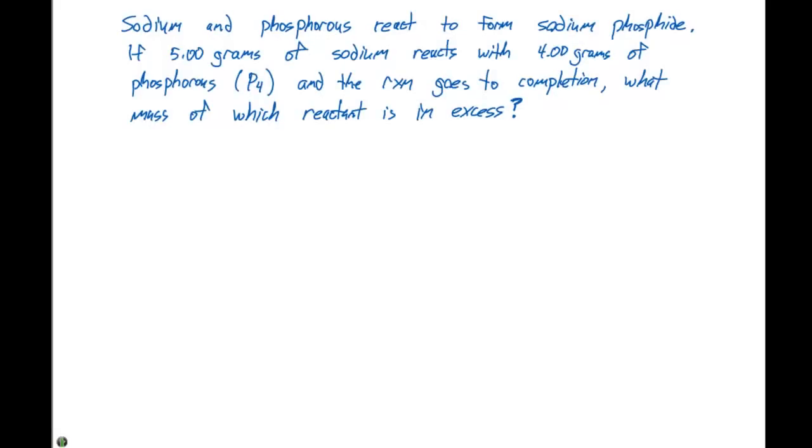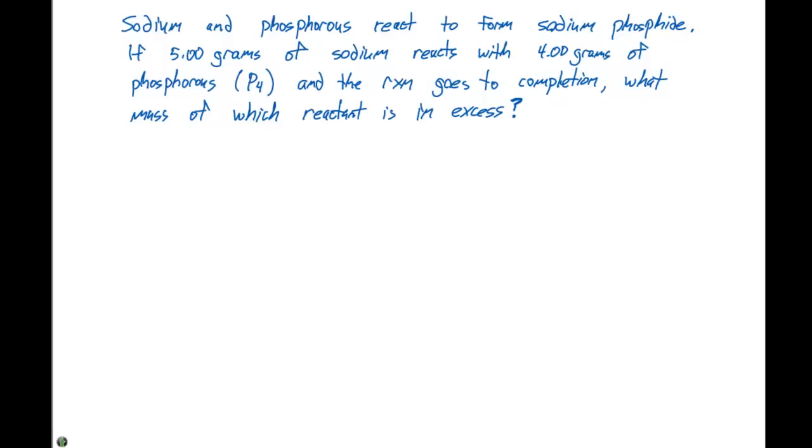The last problem we're going to perform from this section of the text combines a bunch of things and even taps back into what we talked about in Chapter 2 with nomenclature. So the problem reads as follows. Sodium and phosphorus react to form sodium phosphide. If 5.00 grams of sodium reacts with 4.00 grams of phosphorus, which in this case is P4, and the reaction goes to completion, what mass of which reactant is in excess?